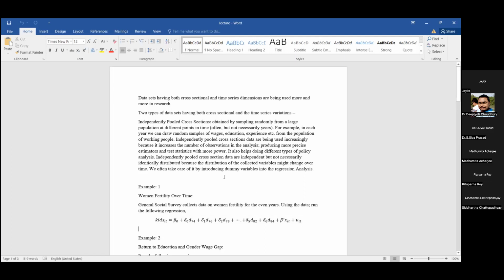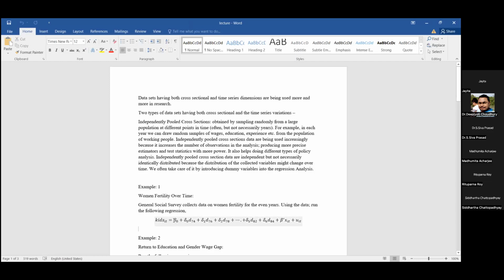Okay, so this is exactly what I said, that it might not be identically distributed because the distribution of the collected variable might change over time. We often take care of it by introducing dummy variables into the regression analysis. This is one example. If the mean of this left hand side variable, which is collected as an independently pooled cross section, changes over the time, how do I take care of it? I simply introduce different dummy variables over here.